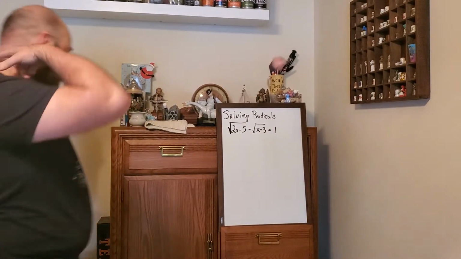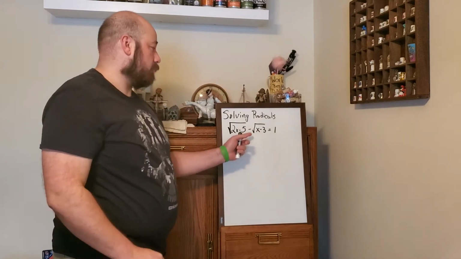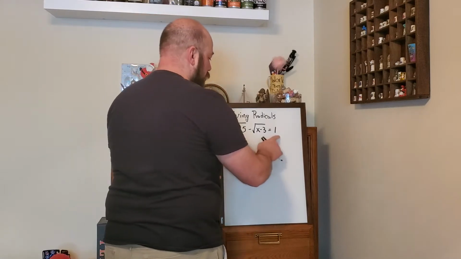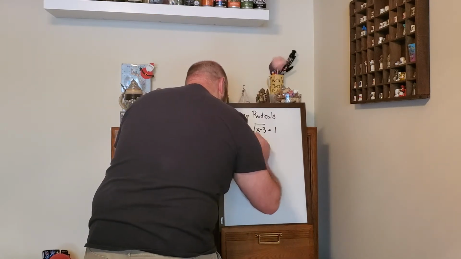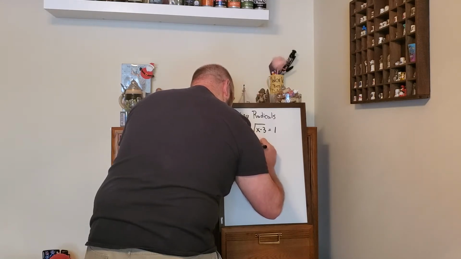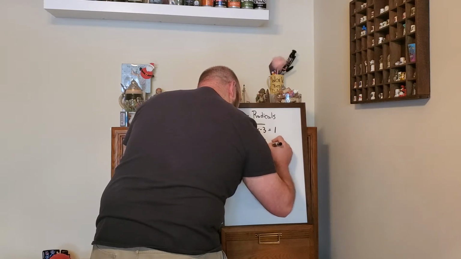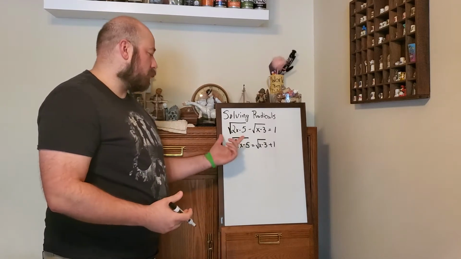All right, folks, what we're going to be doing in this video is solving radicals that actually have two radicals in the equation. So the first thing we need to do is move this one over. So we're just going to add that over, and it's going to give me radical 2x minus 5 equals radical x minus 3 plus 1. Now once we get this, we have to square both sides.